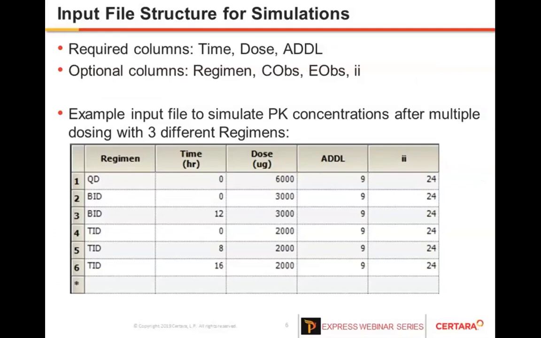Okay, so for the input file structure for simulations, the required columns to run a simulation with multiple doses are time, a column with the dose amount, and an ADDL column. Optional columns that you may want to avail yourself of are regimen, CObs, EObs, and the II column. So here's an example input file to simulate PK concentrations after multiple dosing with 3 different regimens. We have a regimen column here that identifies how many doses per day, a time column that identifies when the dosing events occur, a dose column that records the dose amount, ADDL, in this case it's listed as 9 for all of these, so each of these rows has 9 additional doses administered. And then lastly, we have our input interval, which is 24 hours.